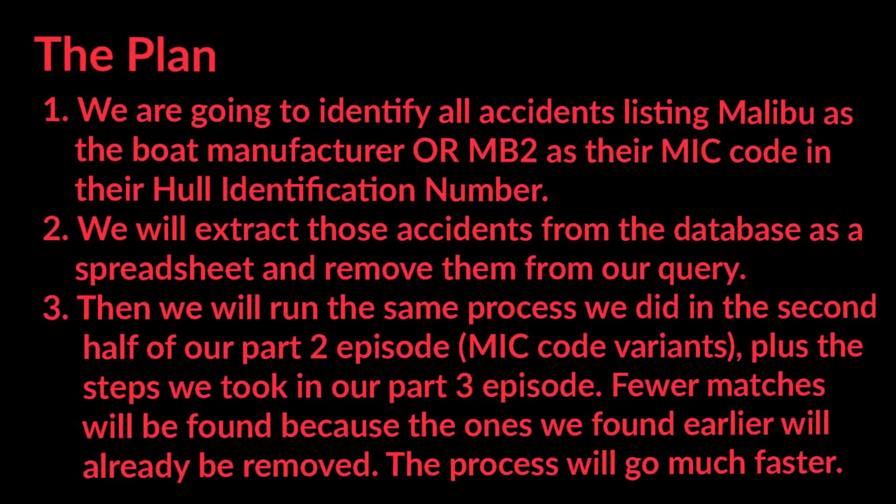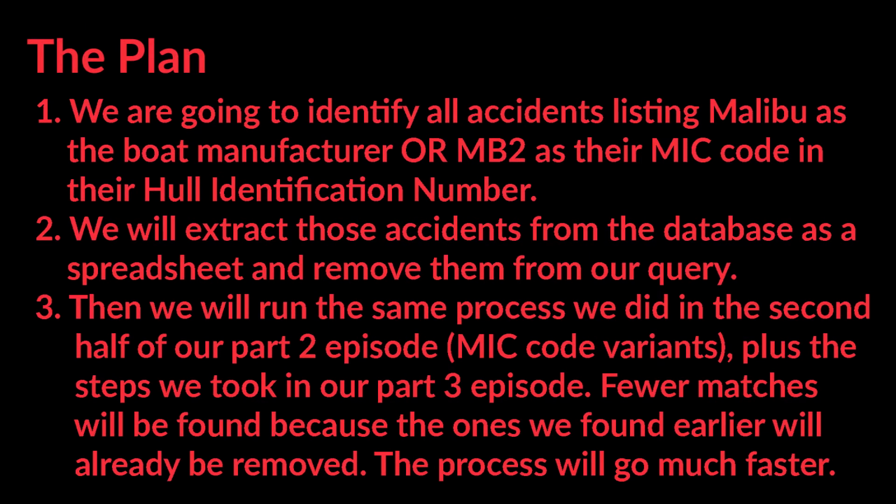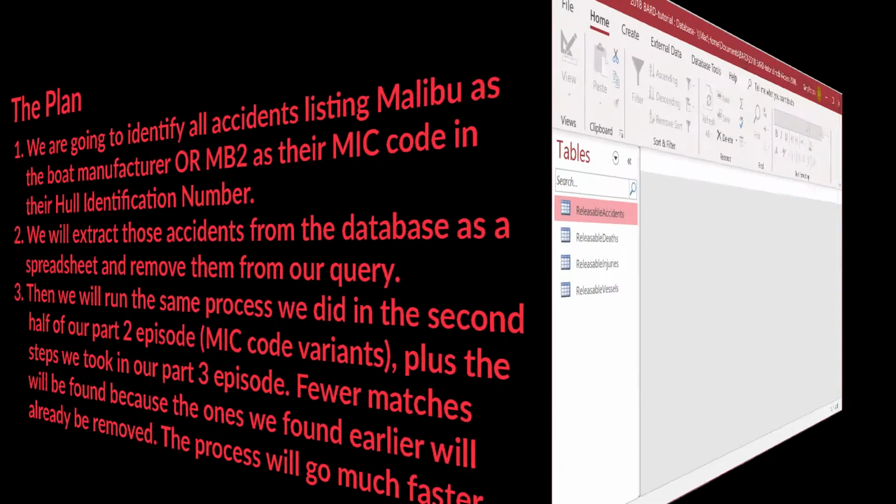The basic plan of our different way is explained on this slide. We're going to quickly find most of the records we're looking for, then remove them from the list we are searching for the remainder of them from. This way, we will significantly reduce the number of hits we get as we try to tease the remainder of accidents out of the BARD database.